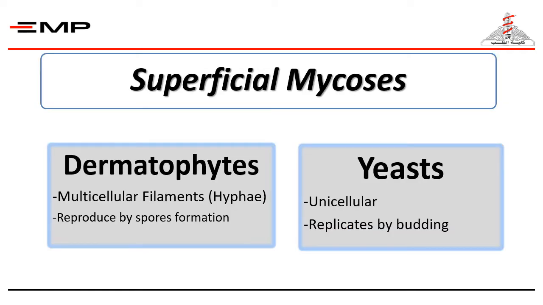Fungal infections of the skin are usually confined to the stratum corneum, what is called superficial mycosis, but the mycosis may invade other tissues. Regarding superficial mycosis, it may be either dermatophytes or yeast infection. Dermatophytes are multicellular filaments or what is called hyphae, which reproduce by spore formation, while yeast are unicellular organisms that replicate by budding.